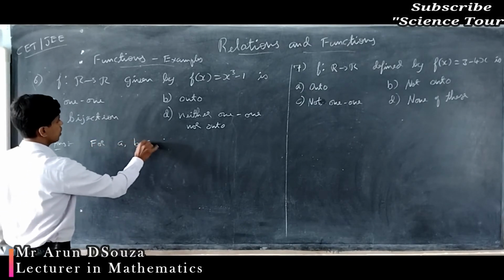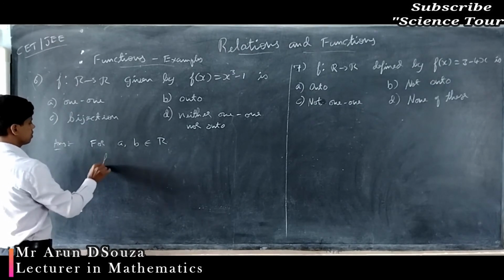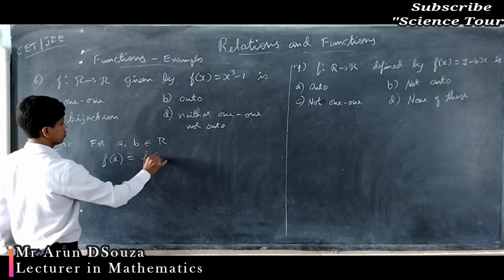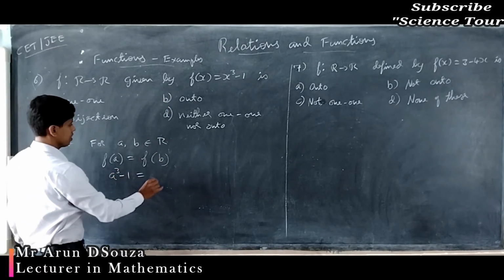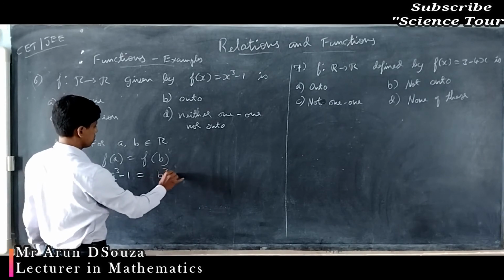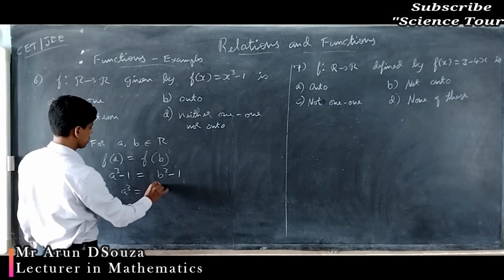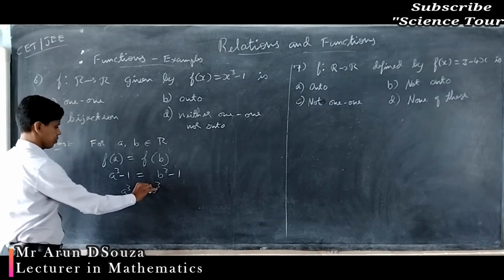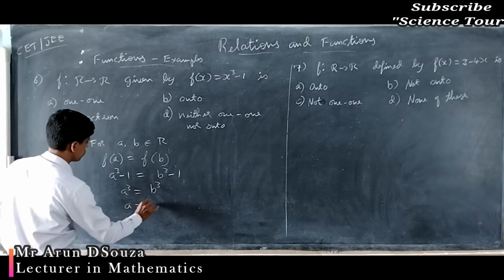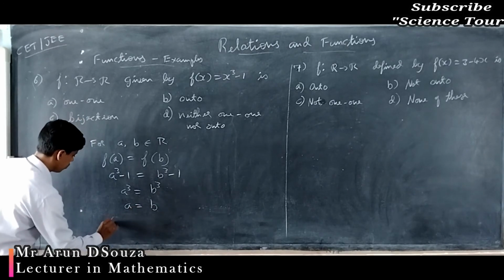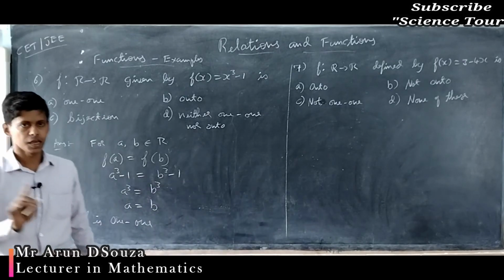So we'll take two elements from the domain and let us consider f of a is equal to f of b. Then what is f of a? A cube minus 1, and f of b is b cube minus 1. So that is like a cube is equal to b cube, correct? Okay, so if a cube is equal to b cube, obviously a should be equal to b and hence this is 1-1. The function f is clearly 1-1.